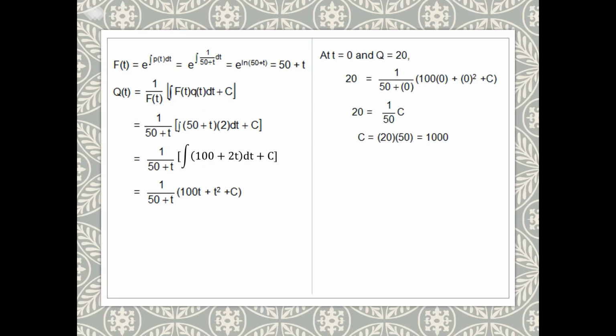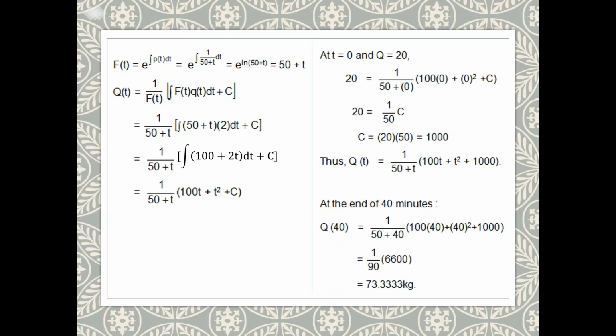If you notice, just now we have not used the A. So A will be used here to determine the value of C. As A is equal to 20, that means Q is equal to 20 when t equal to 0. Substitute this into the formula that you have obtained just now and simplify. You will get C equal to 1000. Substitute the C value back into the formula. You will get the expression of the amount of salt at any time t.